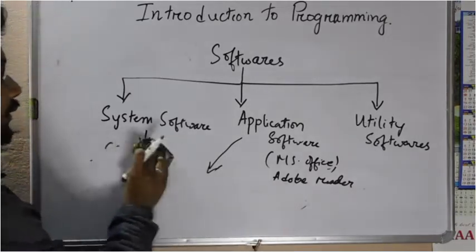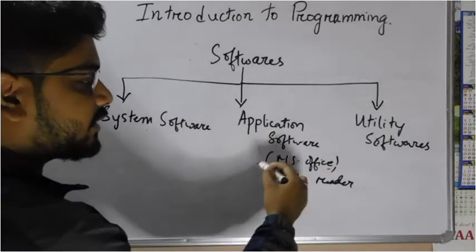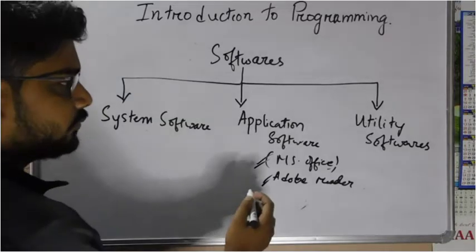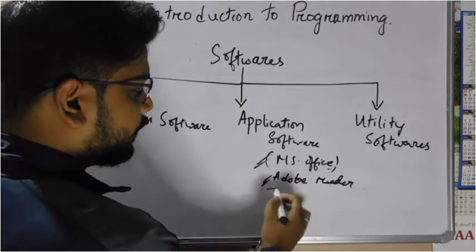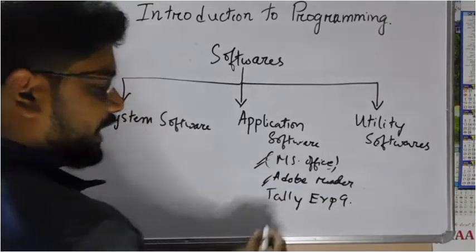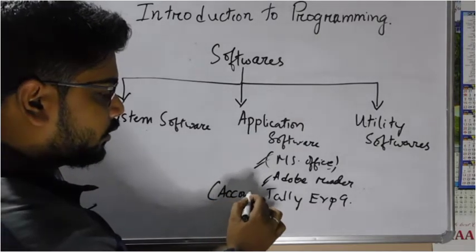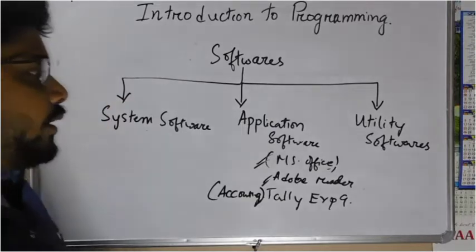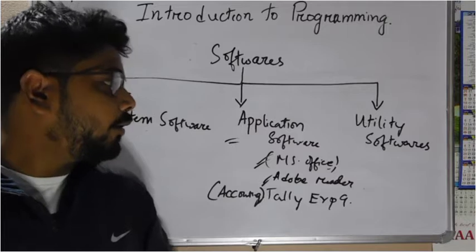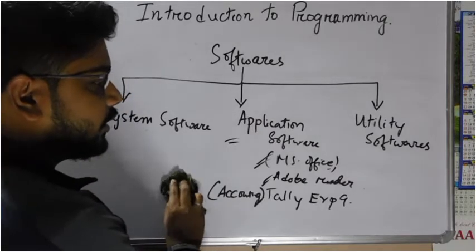Okay, now going to application software. You are familiar with these examples, right? First MS Office, Adobe Reader, and various other examples. Coming to application software, you may have heard about Tally ERP9. This is also a kind of software which is used for accounting. So these are different examples.